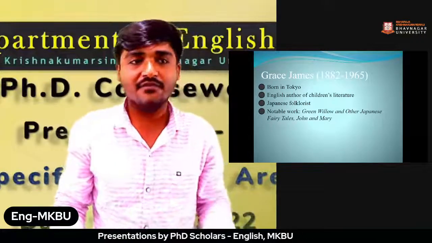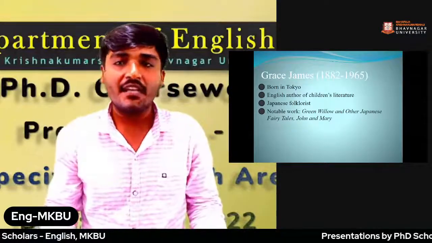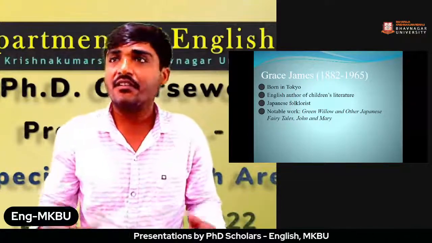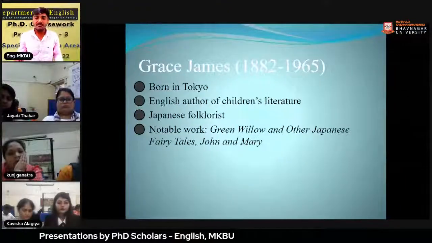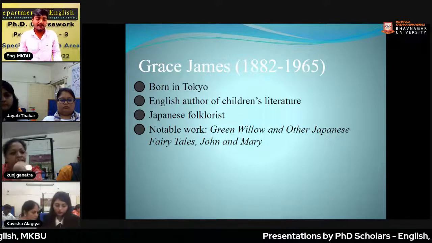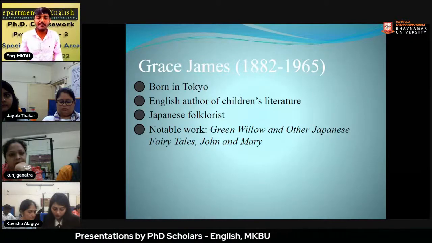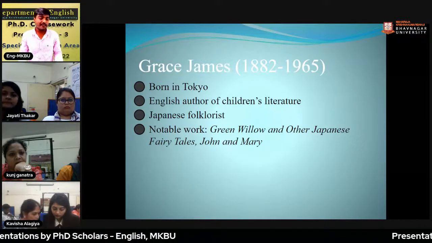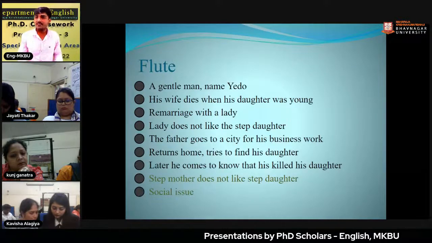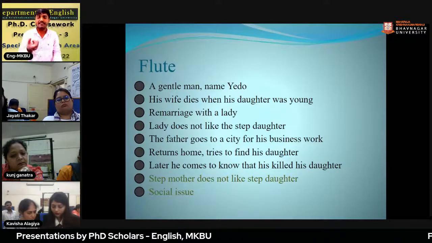Basically, Grace James is an English author of children's literature and a Japanese folklorist. She was born in Tokyo, but at the age of 12, the family moved to England and settled there. And these are some of the notable works by the author, that is Green Willow and Other Japanese Fairy Tales, and John and Mary. So the first folktale I have selected for the presentation, the title is Flute.